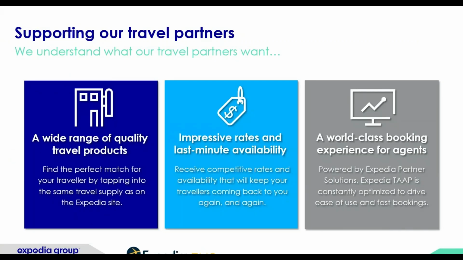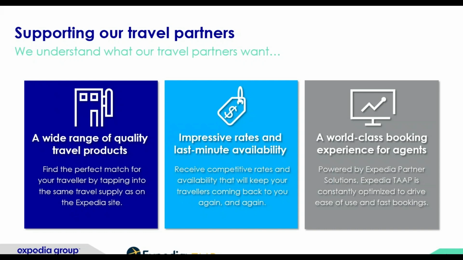We make sure to be the best in class in these three important areas. So as Leah mentioned, the inventory on TAAP is the same as your travelers see on the consumer site. So you gain access to the widest range of properties, flights, car rentals, and in-demand activities all in one place. Because we have different contracts with properties, our local teams are securing the most competitive rates and real-time availability.